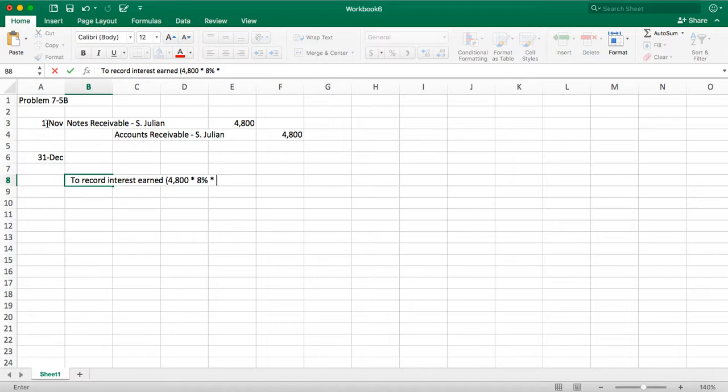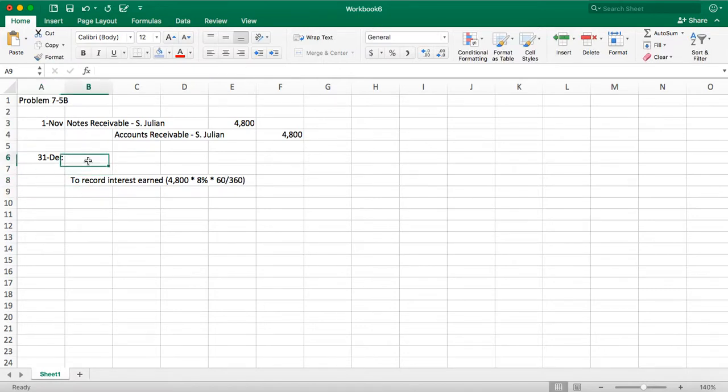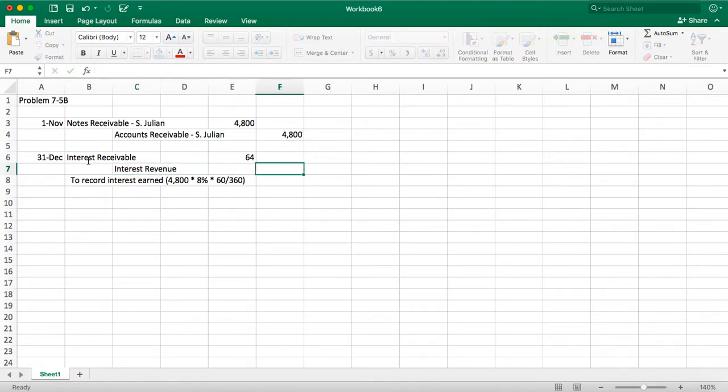And if we look at days, then we've had 60 of 360 days so far this year, from November 1st to December 31st. And so we have interest receivable because they don't actually pay the interest, but we just accrue it, of $64, which is our calculation. And then we have interest revenue of $64.